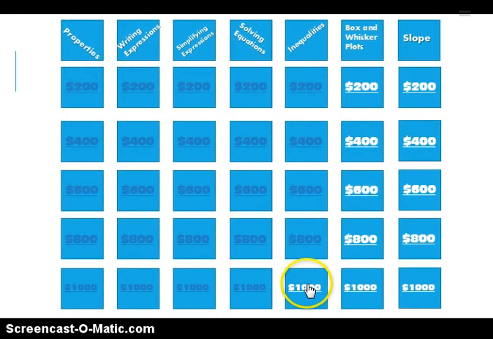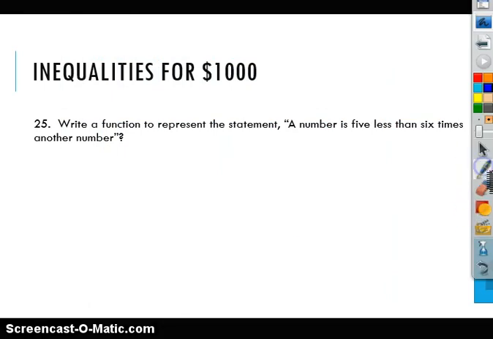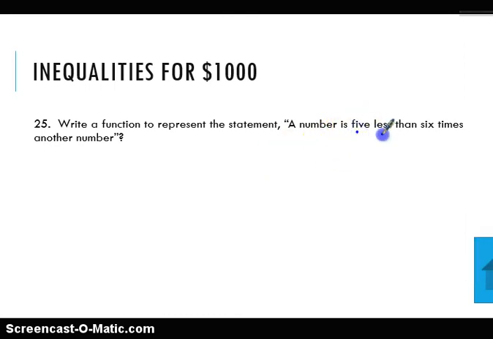And our last one we're going to do for this video, inequalities for 1,000. Write a function to represent the statement, a number is 5 less than 6 times a number. So if you look at that pink foldable, translating words to math, 5 less than is this, subtracting 5. 6 times another number.